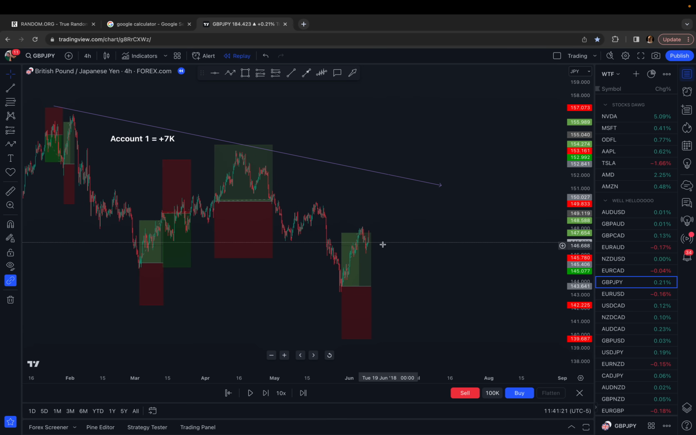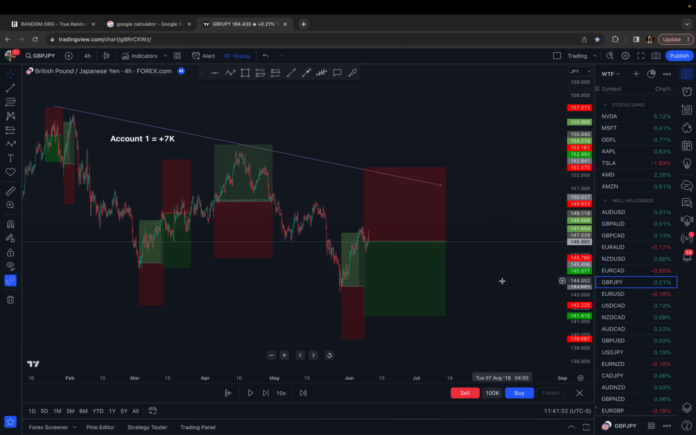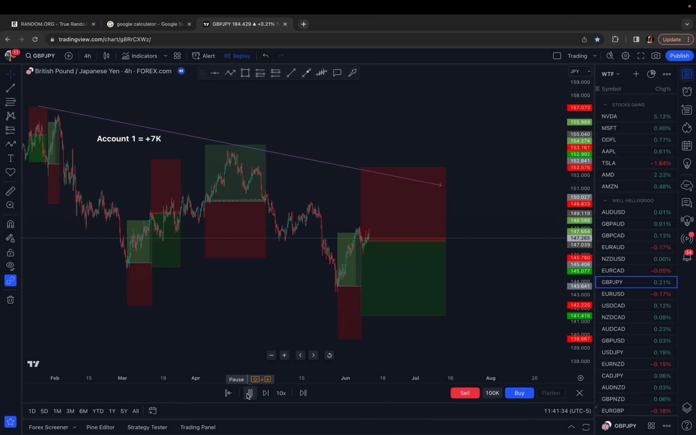Oh, by the way, this is a market structure trade too. A lower high. So let's say we entered down here, stop loss way up here, target down here of a lower low, if it can make a lower low.